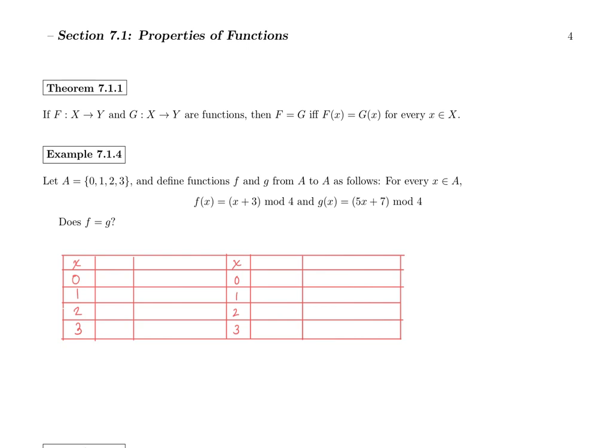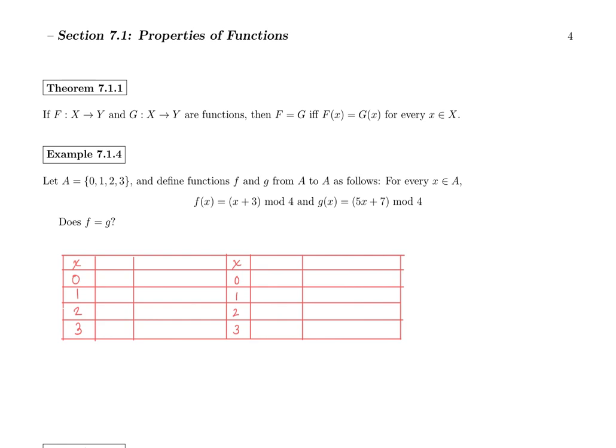So in example 7.1.4, we're saying let A equal the set 0, 1, 2, and 3. And we're going to define functions f and g from A to A as follows. For every x in set A, f of x equals (x plus 3) mod 4, and g of x equals (5x plus 7) mod 4. So I've set up a table here that we're going to fill out because we want to know, does f equal g?